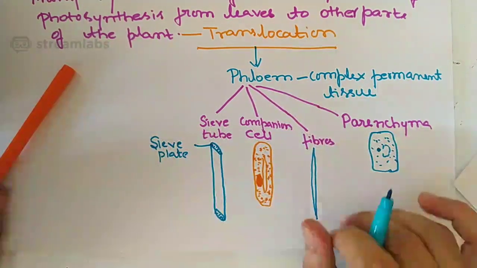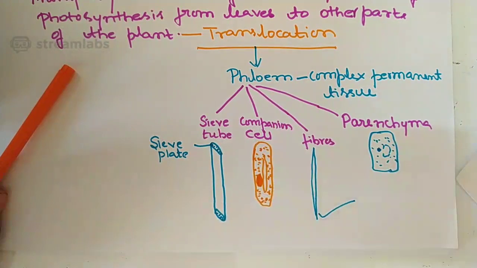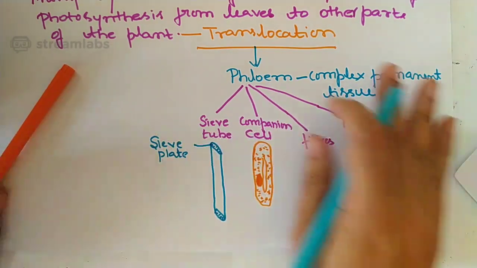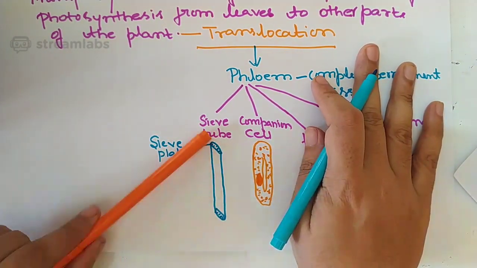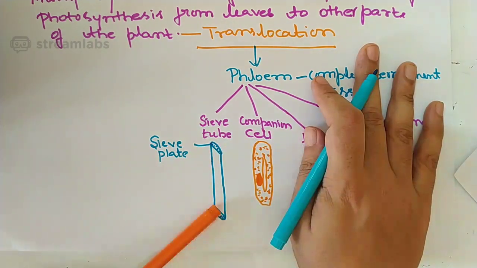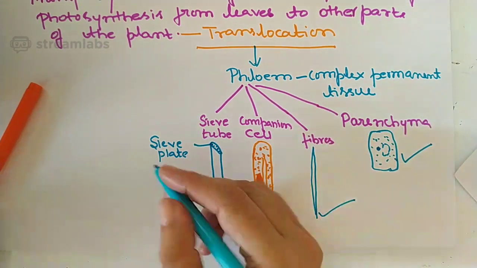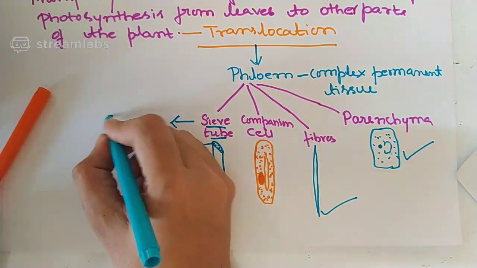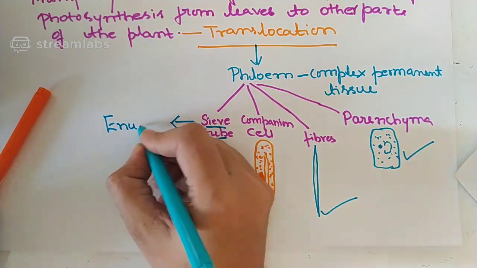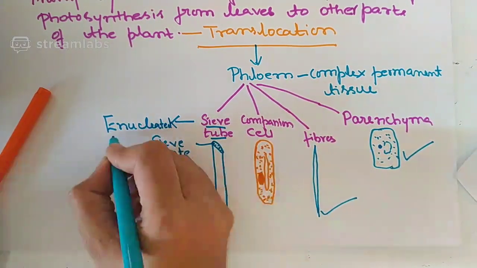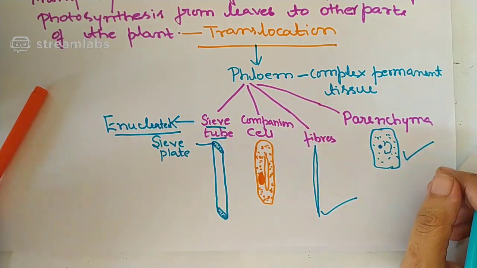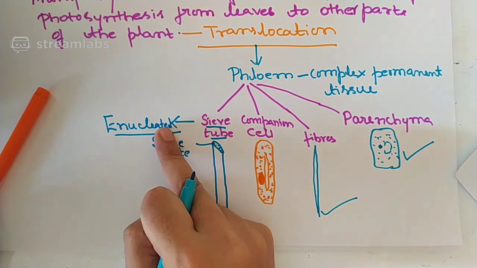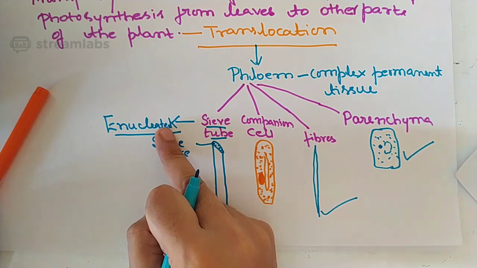Now can you tell me which is the conducting element? Fibers give mechanical support, phloem parenchyma is for storage. So which is the conducting element, which is tube-like? It is the sieve tube, which helps in conduction. But remember students, the sieve tubes are enucleated. What is enucleated? They do not have a nucleus. It is a living cell, but an enucleated cell.